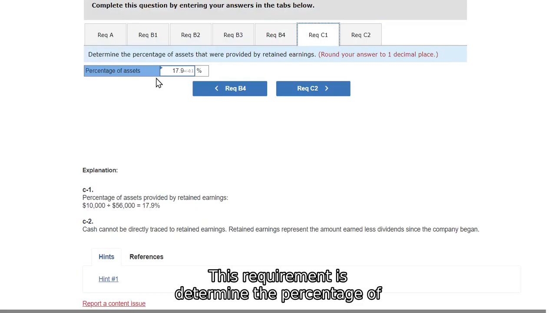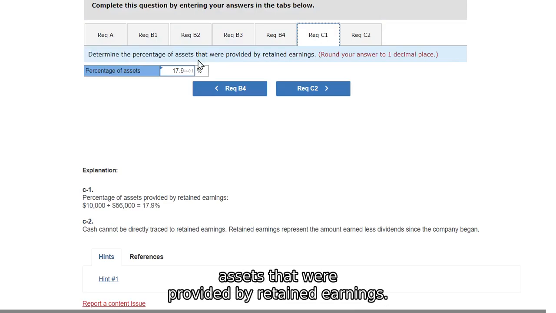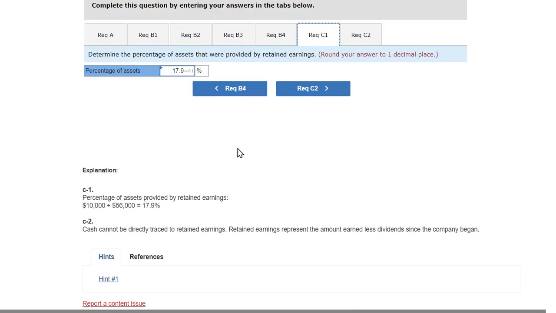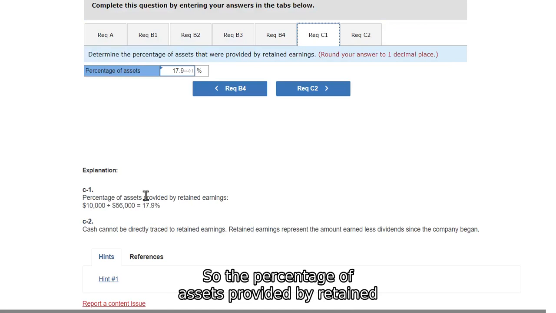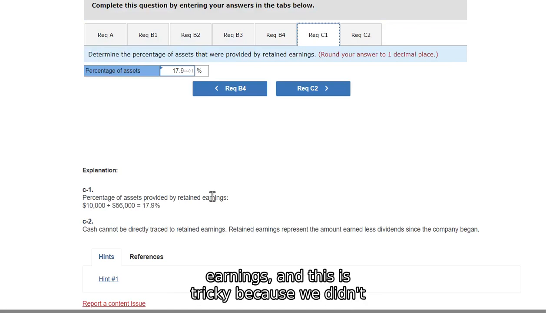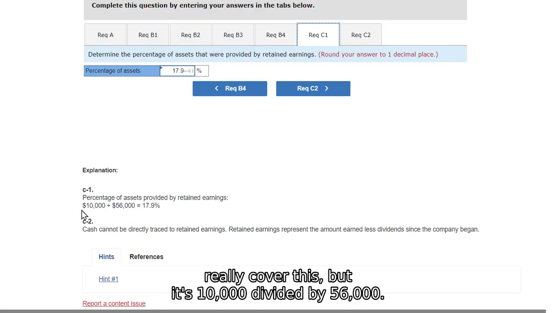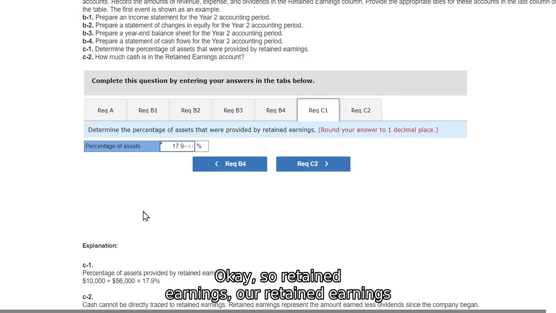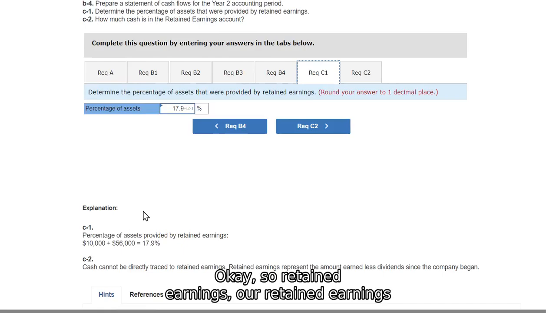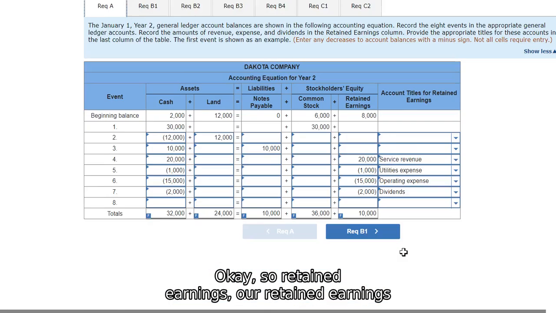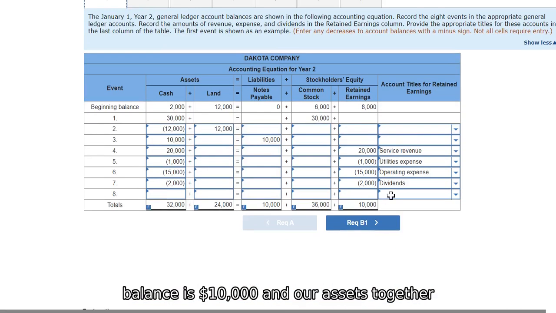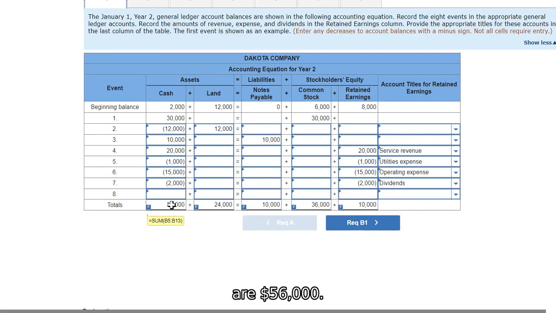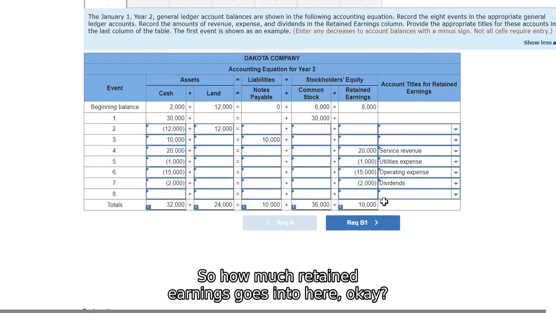This requirement is to determine the percentage of assets that were provided by retained earnings. This is tricky because we didn't really cover this, but it's 10,000 divided by 56,000. So our retained earnings balance is 10,000 and our assets together are 56. So how much retained earnings goes into here?